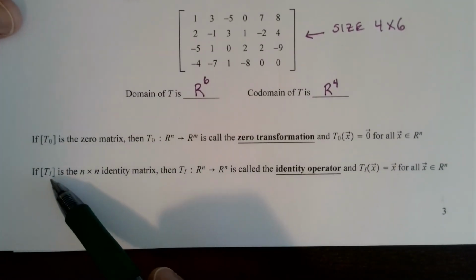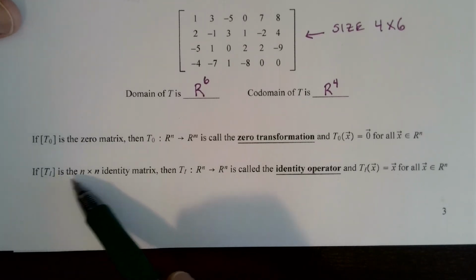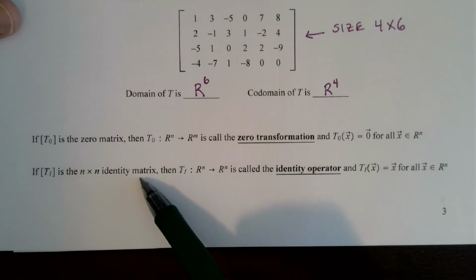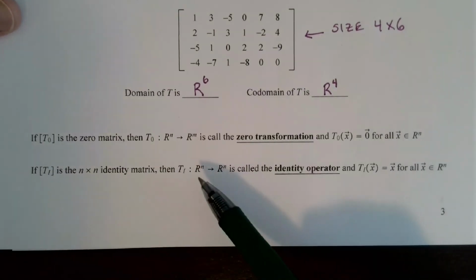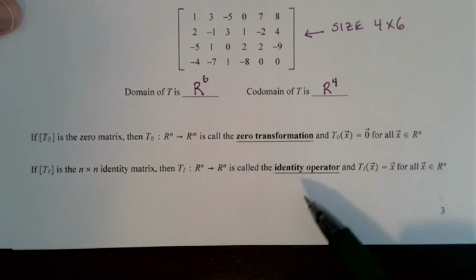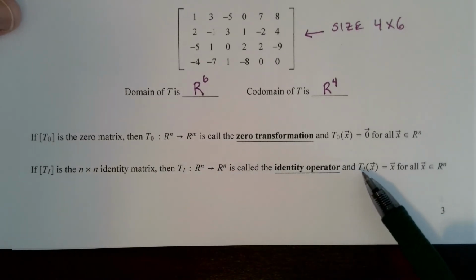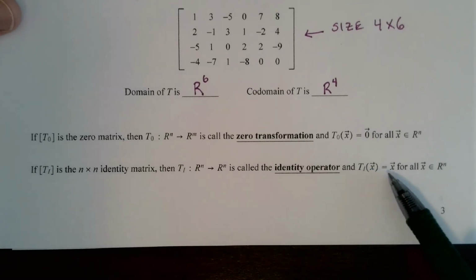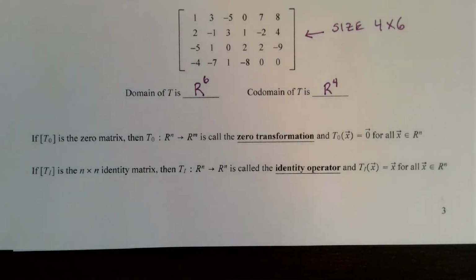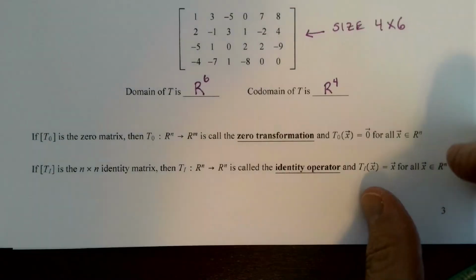T with subscript I is what we call the identity operator. That is where the standard matrix for that transformation is the n by n identity matrix. And of course, it's an operator because the domain and codomain are the same. It's a square matrix. And this identity operator, whatever the input x is, that's the corresponding output, because when I multiply by the identity matrix, I of course get the actual vector back.